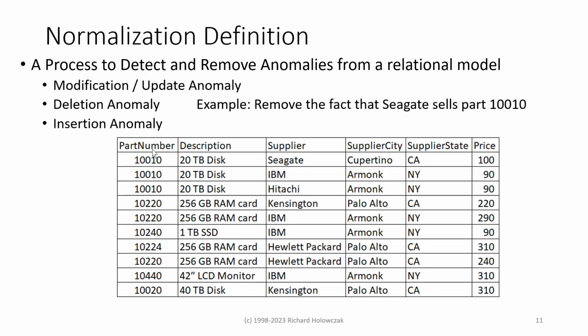Is that all we lose? If we delete this row, if we delete this tuple, we also lose the fact that Seagate's supplier city is Cupertino and the state is California. So we went to delete one fact, the fact that Seagate supplies this particular 20 terabyte disk, but we lose a secondary fact, something we didn't intend to lose, the fact that Seagate is headquartered in Cupertino, California.